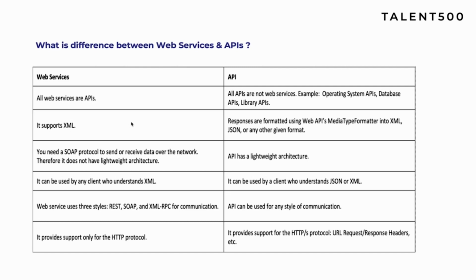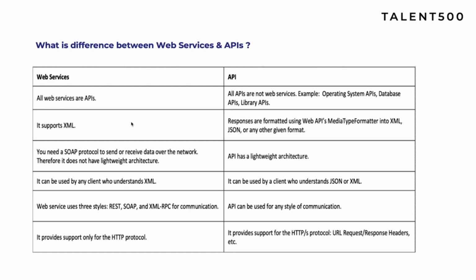Web services uses three styles: REST, SOAP and XML RPC for communication. API can be used for any style of communication, right? And web services supports only the HTTP protocol, but APIs provide support for the HTTPS protocol too, URL requests, response headers, etc., right? Those who are not aware of the HTTPS protocol, do revise that.